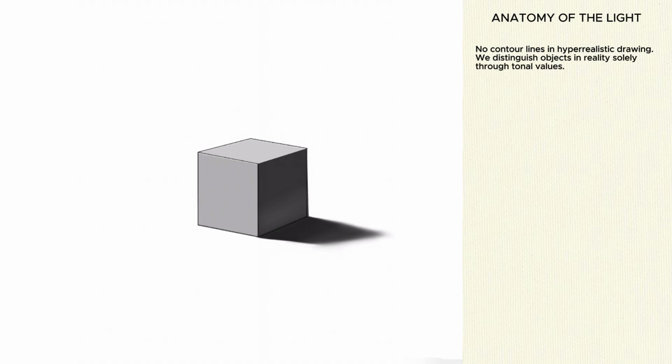The complete absence of contour lines is a key concept in hyperrealistic drawing, which, as the term suggests, aims for a faithful representation of reality. In the real world, we observe objects not through distinct outlines, but by perceiving their form through tonal values. The same principle applies to portraits. Each element is distinguished from others solely through tonal values.